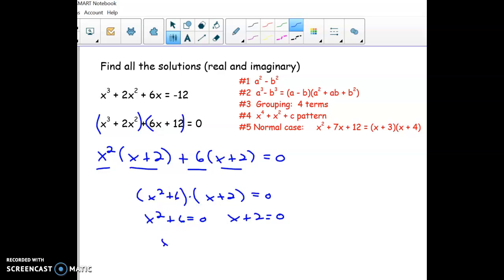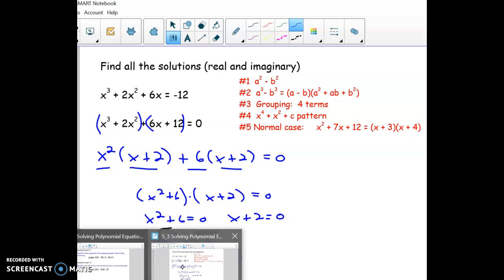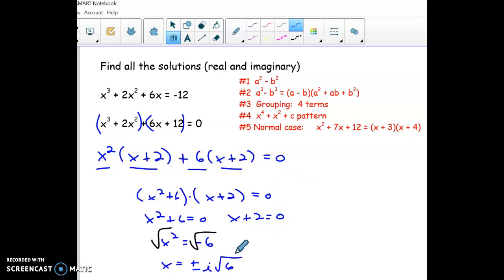For this one, minus 6 from both sides, and then take the square root. We would get x equals plus or minus, and this is going to be i because it's a negative square root, and then root 6. There's no real way to simplify root 6, so we're just going to leave it as an i for the negative part and then a root 6. The other one's a little more straightforward: minus 2, and we get x equals -2. So we got 3 answers, 2 imaginary down here, and then -2 for this one.